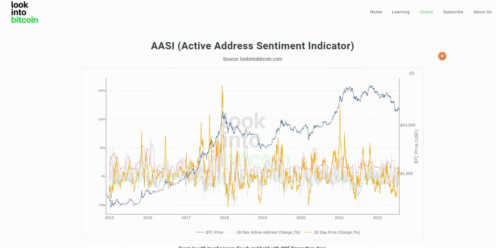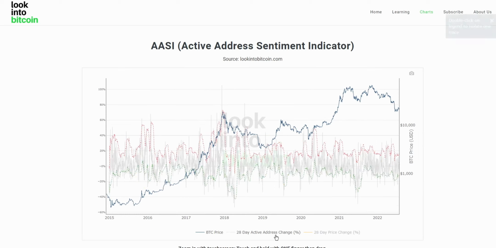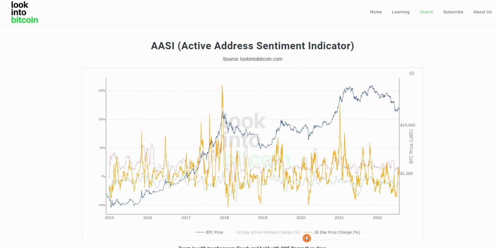So what is the Active Address Sentiment Indicator? Well, it's taking into account two different metrics, and we'll just isolate them one at a time. So it's taking into account the 28-day active address change in percent. So that is the active amount of addresses on the Bitcoin network, as well as the 28-day price change of Bitcoin. And as you can see immediately, the 28-day price change and the 28-day active address change on the chart shows a lot of data.